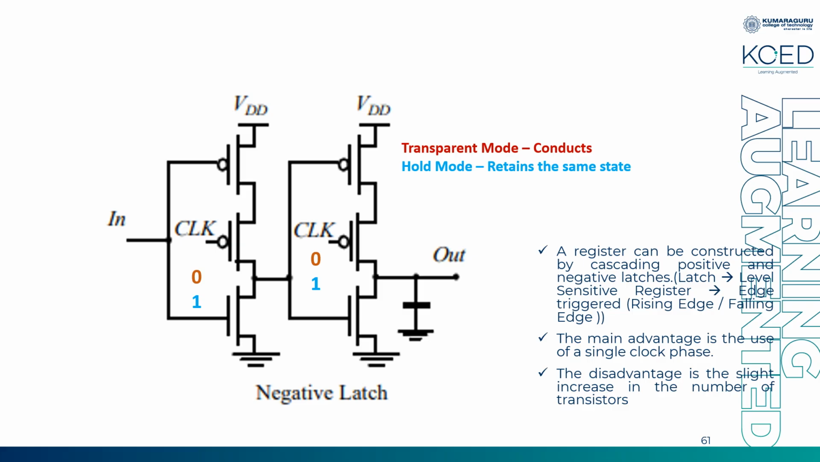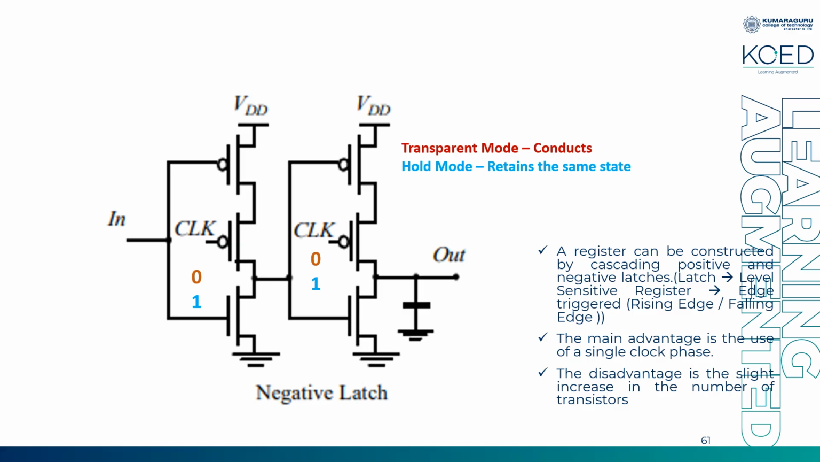When you cascade both positive latch and negative latch, you obtain a register. Okay, the difference between latch and register is that a latch is level triggered. Your output will be obtained when you maintain the level 0 and 1. That is level triggered. Okay, edge triggered means your output will be obtained when you encounter a rising edge or a falling edge. Okay, rising edge means 0 to 1, falling edge means 1 to 0.